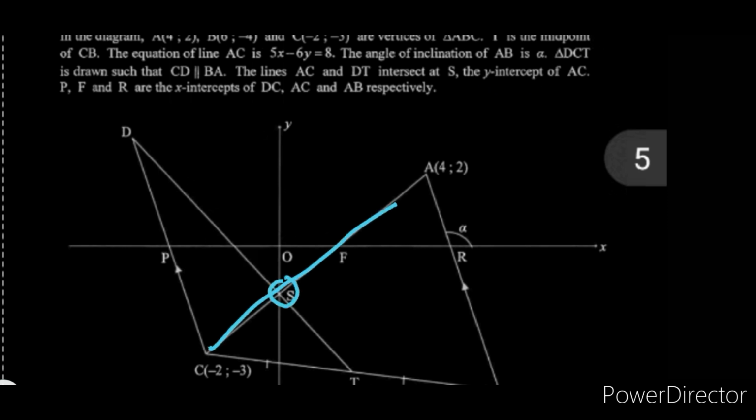So they're giving you clues here. When they tell you it's the y-intercept, already you know that x is 0. So they're more likely to ask you to write down this coordinate. It happens a lot. Then they said P, F, and R are x-intercepts of DC, AC, and AB respectively. So they're just telling you that these three are x-intercepts of each of these lines. So let's proceed to answering the questions.